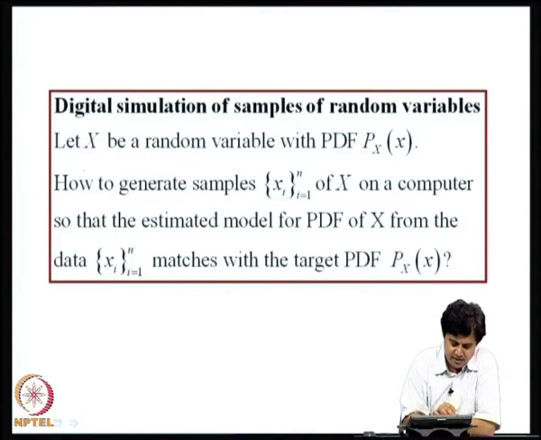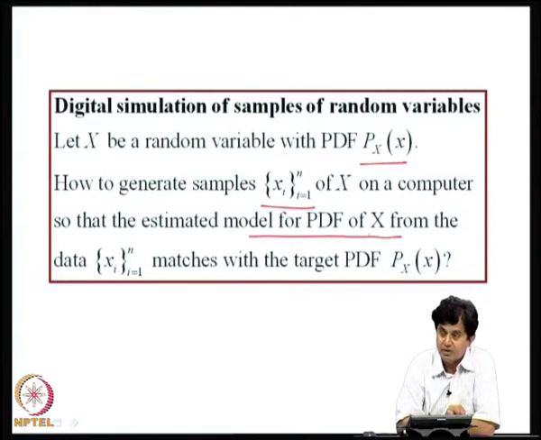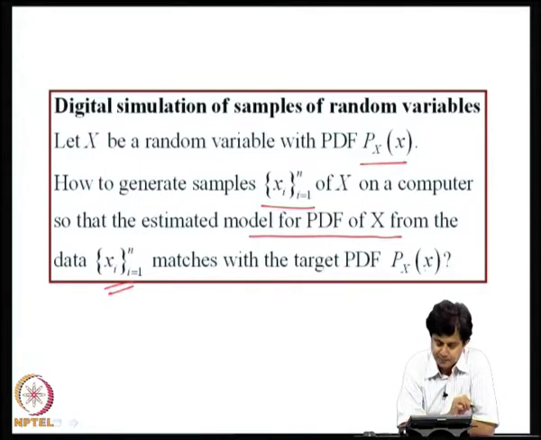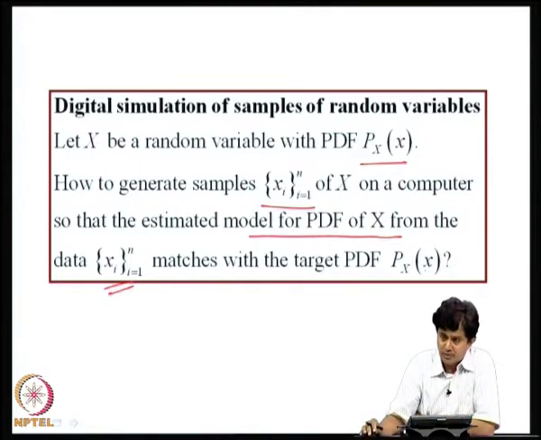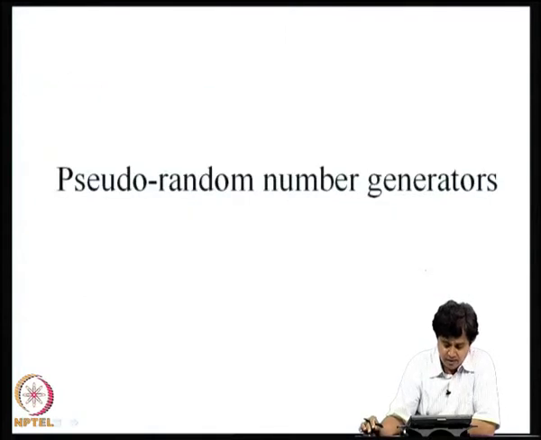So, the question is, let x be a random variable with a prescribed probability distribution function, and the question we are asking is how to generate samples of x on a computer, so that the estimated model for the probability distribution of x from the data matches with the target PDF. How do we do that? This is a question that we will consider now, and the starting point for that is what are known as pseudo-random number generators. That means, on a computer how can we simulate random numbers.